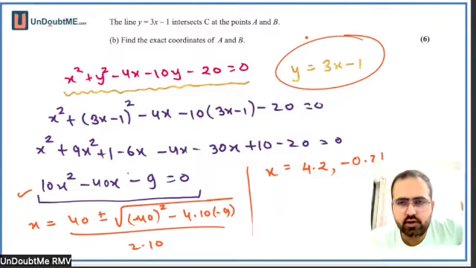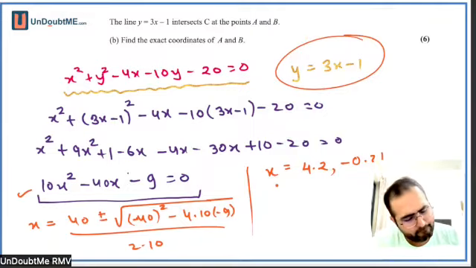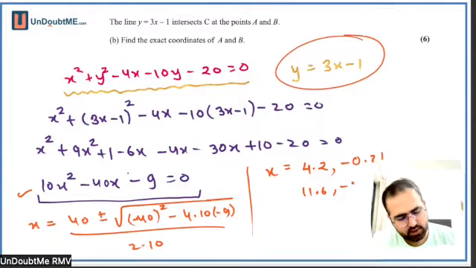Samuel, any doubt in the process? No, sir, I got the same answer. Okay, great. And Rakeem, did you get the same answer? Yes, sir. Yes, I do. Okay. So I think the first value will be 11.6. And the other one will be negative 1.63.